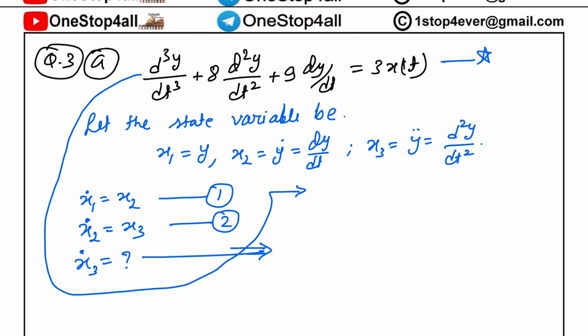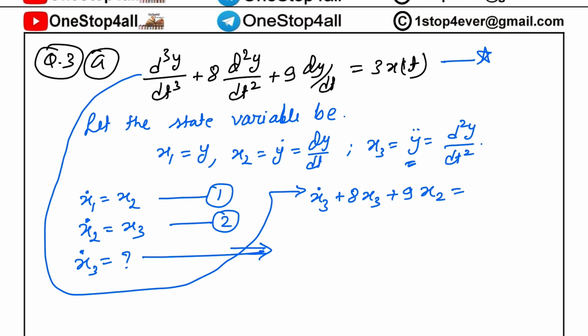We will differentiate 3 times. 3 times means we will simply take it as x3 dot. x3 dot means y double dot, again dot means y triple dot. So, x3 dot plus 8 d square y by dt square. D square means this one double dot, that is the x3. So, this will be x3 plus 9 into this one y dot means x2.